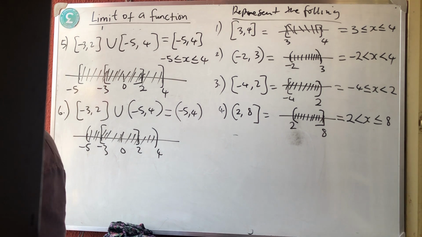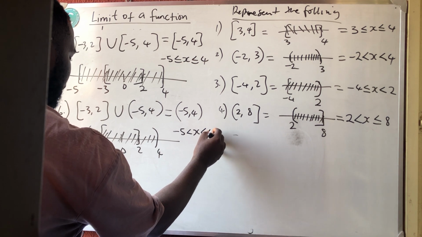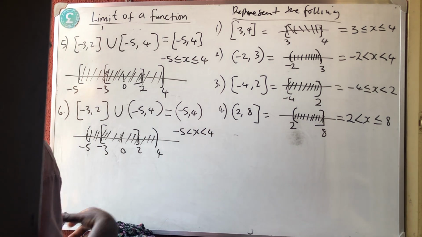I hope you are getting that. So this is an open interval. So we represent it as what? Minus 5 is less than x, which is less than 4. Okay.